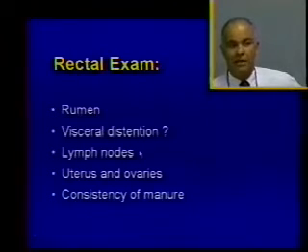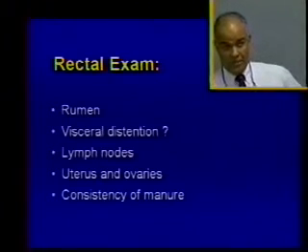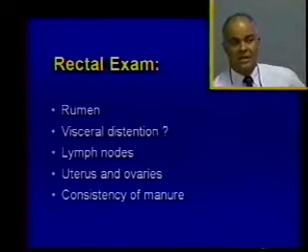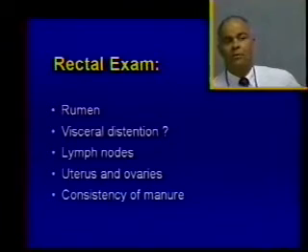This is a common site for lymphosarcoma. This is also in cows that have chronic nephritis or mastitis. You often see an enlarged iliac lymph node. With the uterus, and of course here we're checking to see whether or not there is a metritis present. Check the ovary, and it's important to check the consistency of the manure.